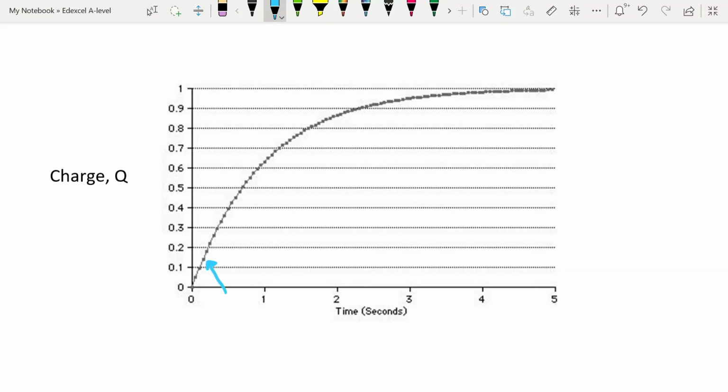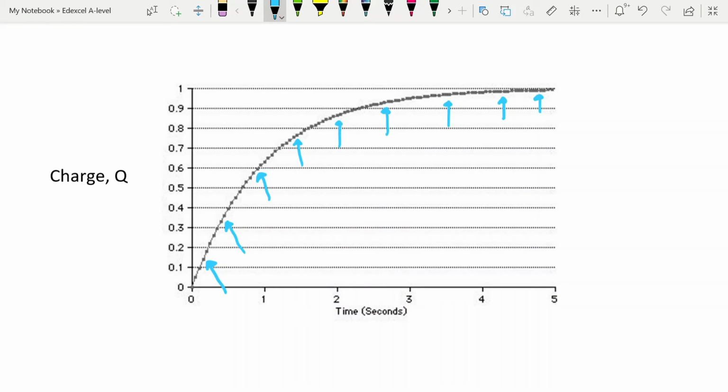So they go on easy at first, but as time goes on, you get an increasingly repulsive effect from the charge that's already on there, and so the rate at which the charge gets added on becomes less and less and less. Until you get to the point where the potential energy of the charge that's already on the capacitor is equal to the potential of the battery. In other words, the voltages are the same.